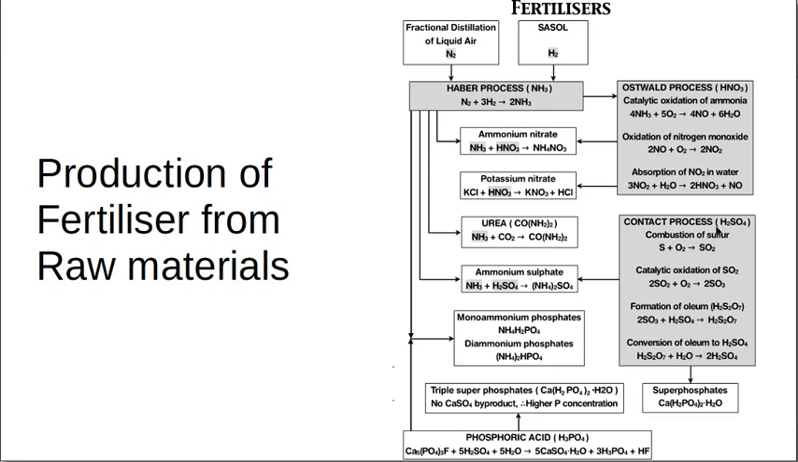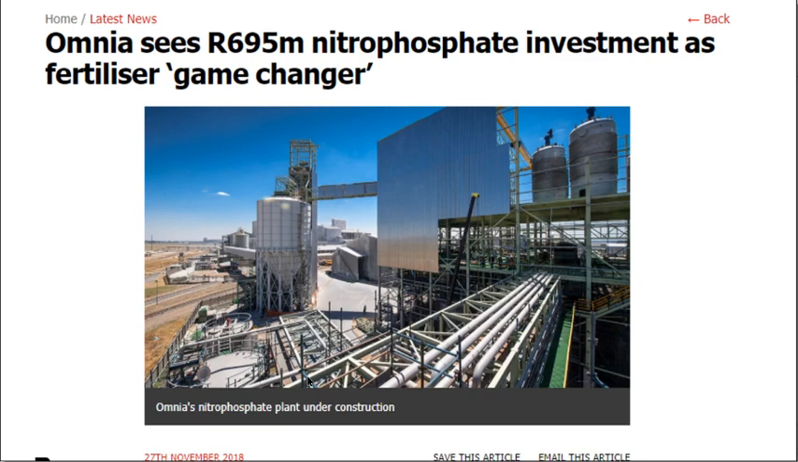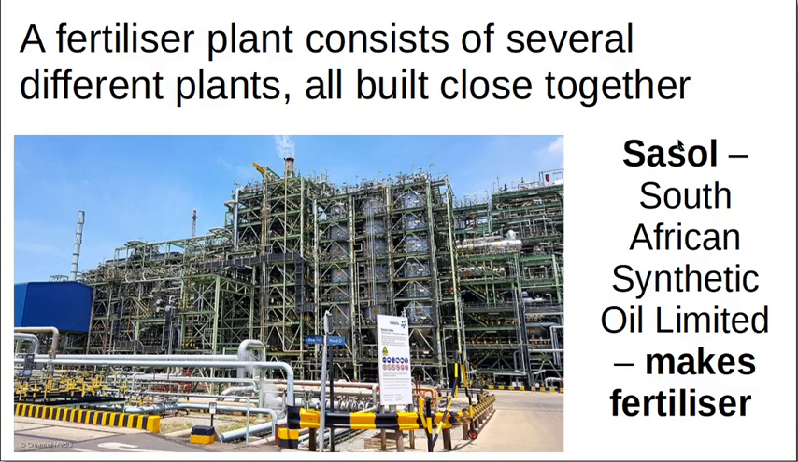Okay, so let's go have a look at all of these things and how they happen in industry and why they're important. So if you have a look here, this is what a fertilizer plant would look like. Okay, this is in 2018, end of 2018. Omnia, who's a big chemical company, started making a fertilizer plant, 695 million rand to start making this, and this is just the nitrophosphate plant. Okay, so you can imagine this is big business. In South Africa, Sasol, which stands for the South African Synthetic Oil Limited, is a major fertilizer producer, and like this is a fertilizer plant.